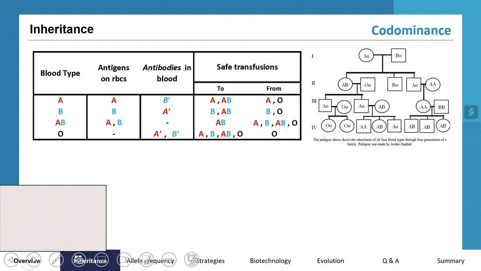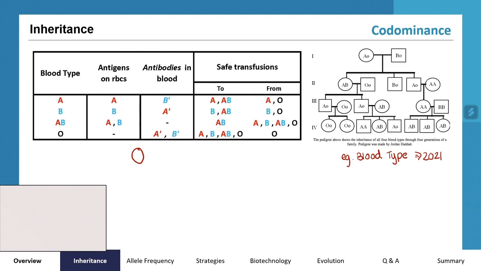There is a very similar inheritance pattern to incomplete dominance called codominance. Now, an example of this is blood type, and this was actually assessed in the 2021 paper. So in my external exam, there was a question in paper 2 exactly on blood type. And basically, this has multiple dominant alleles, but also a recessive allele situation as well.